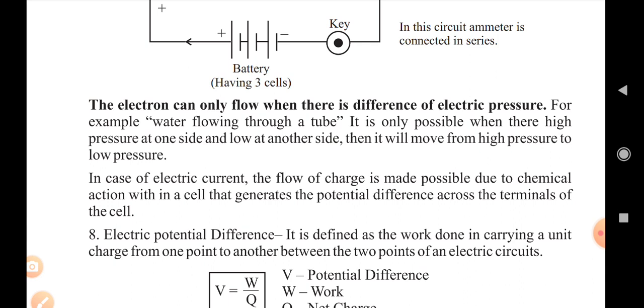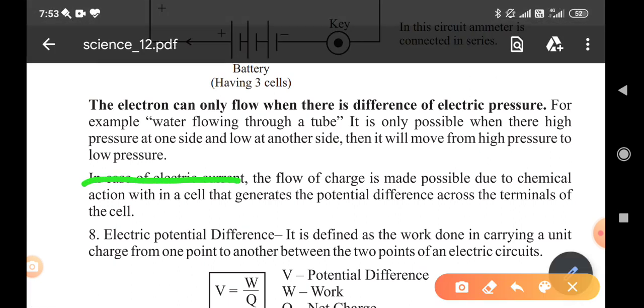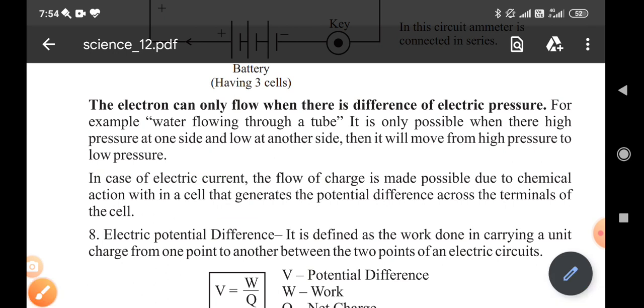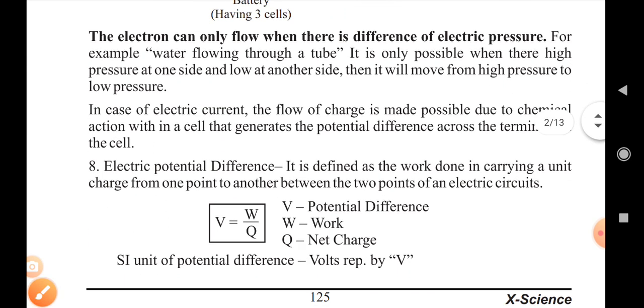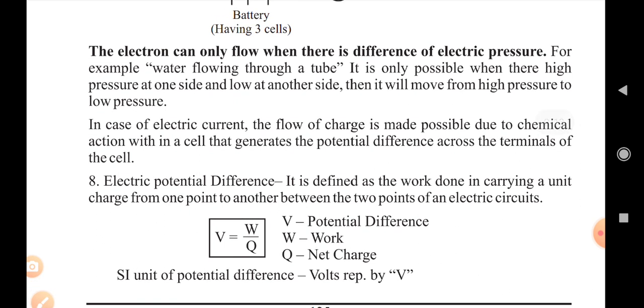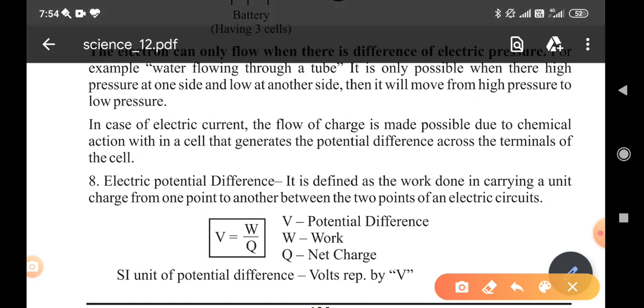In case of electric current, the flow of charge is made possible due to chemical action within a cell that generates the potential difference across the terminals of the cell. In case of electric current, we can say that whenever charge flows, it is only possible when a chemical action occurs in the cell.